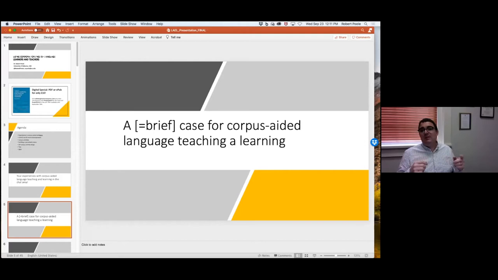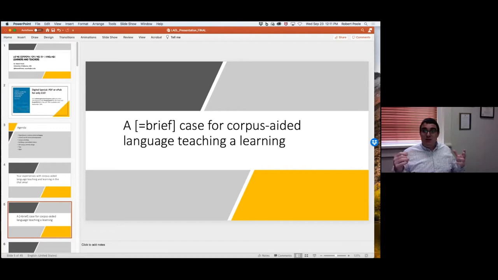But specifically today, I'm going to talk about two studies. One study is Bolton and Cobb, 2017, and this is a meta-analysis. Bolton and Cobb collected scores of studies that evaluate corpus activities in the classroom. One of their first observations is they clearly see the emergence, the growth of research within data-driven learning, within corpus-aided learning. So research in this area is absolutely increasing.